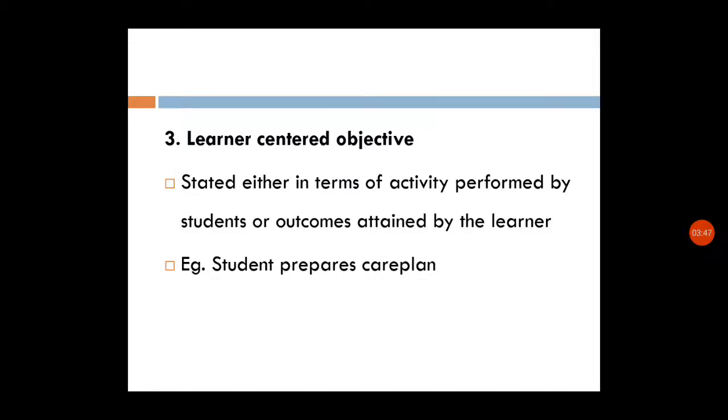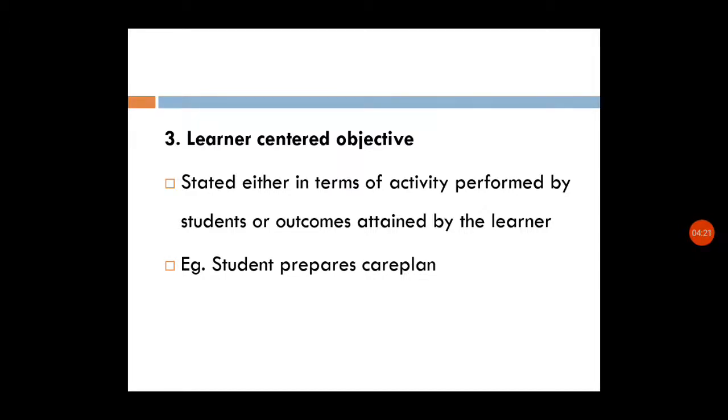Okay. So, student prepares care plan. So here the activity is done by the student. So student prepares the care plan. So for writing the care plan, the teacher has to explain myocardial infarction, management, everything. And after every teaching activity, the student prepares the care plan. So here what we intend is giving importance to the learner's activity. Okay, so that is learner centered objective.